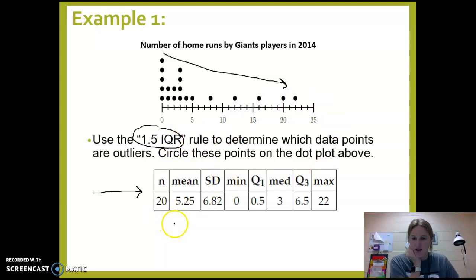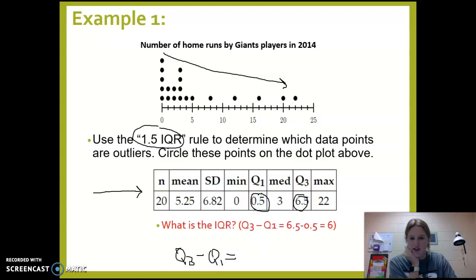Okay, well we know that the IQR is Q3 minus Q1. So all you're going to do is take 6.5 minus 0.5, and you're going to get the IQR of 6. That's going to help us run these calculations to figure out our fences, right? We need the IQR to start. So our IQR is 6, so we can write that down, note that for later. Okay, number of home runs by Giants players in 2014, we have an IQR of 6.